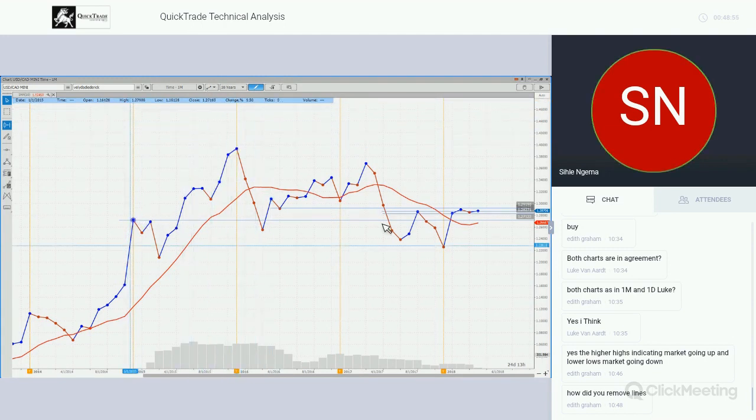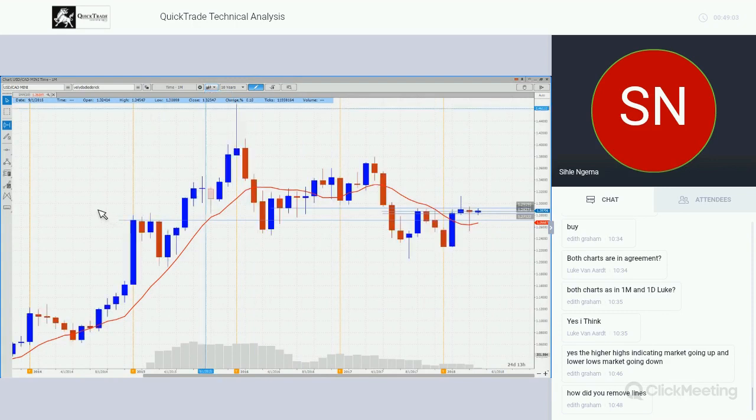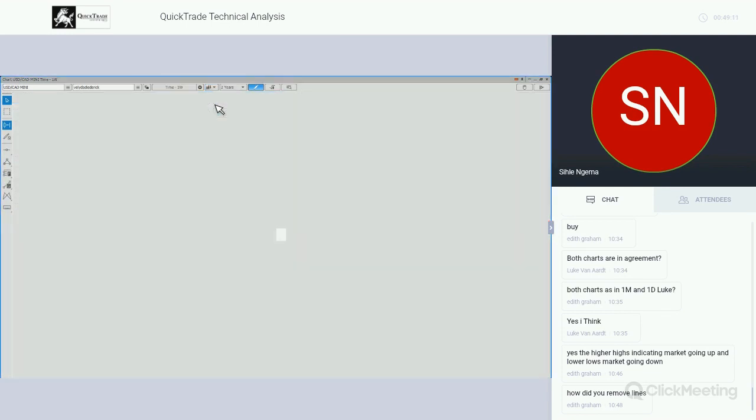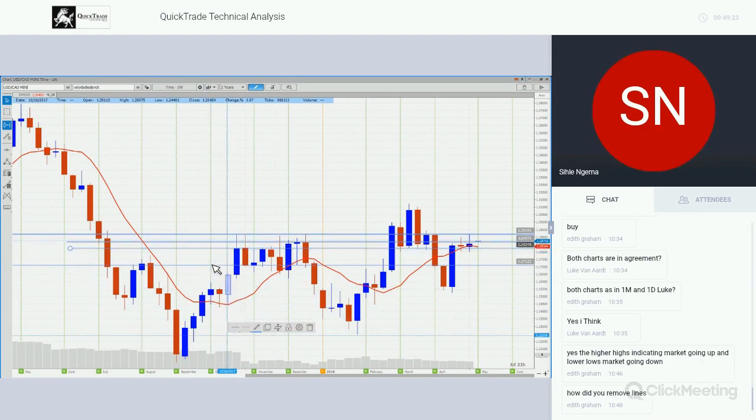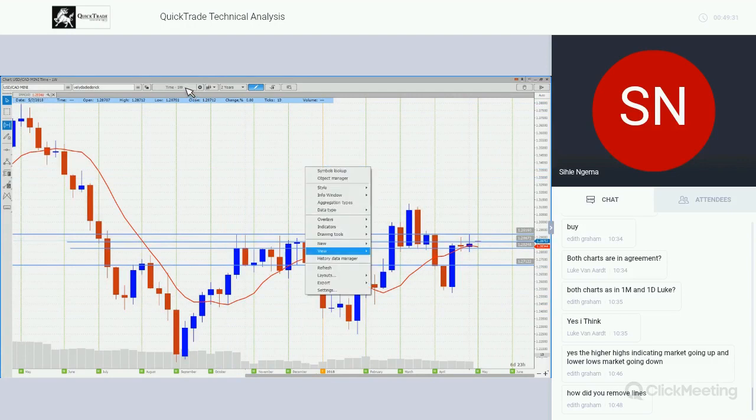we are marking these turning points around where the price is currently trading. I've marked all of them. Maybe we're going to mark more on the daily. Let's check. No, I think we've marked them all, the ones that are important.